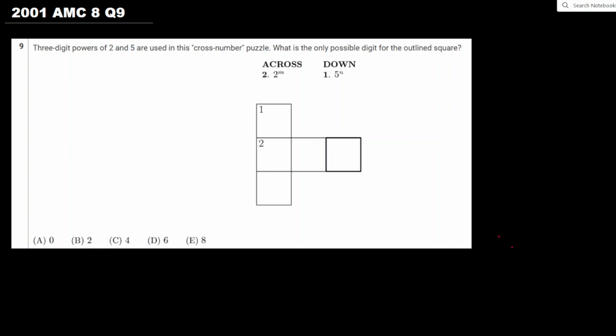So we can just consider all possible 3-digit powers of 2 and 5. For 2 we have 128, 256, and 512, because once we multiply by 2 again we get to thousands. And for 5 we have 125, 625, and that's it.